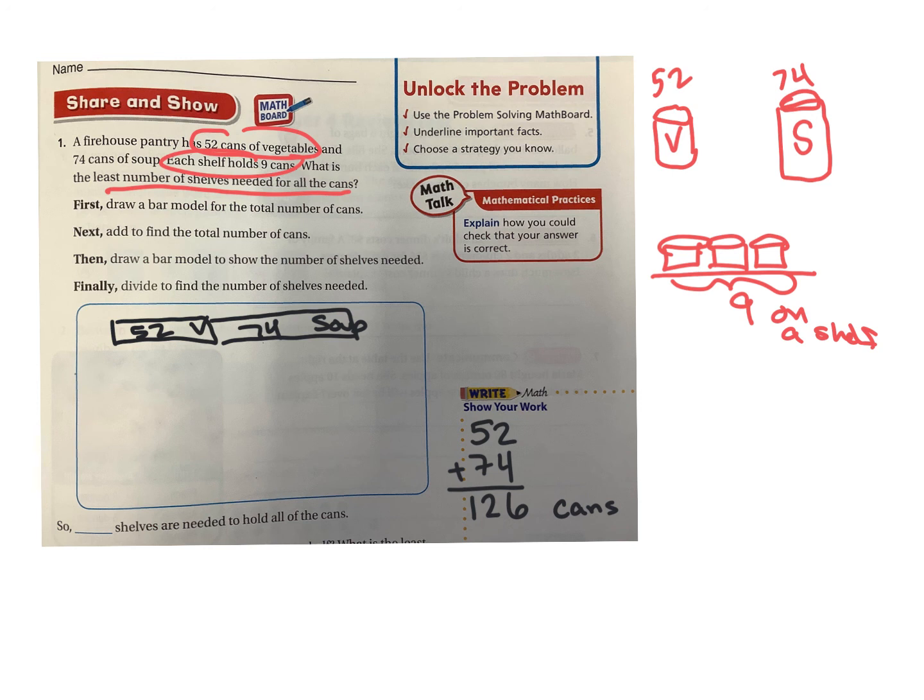On shelves, plural, right? And I know that 9 fits on one shelf, and then 9 fits on another shelf. So I would have one shelf, and I'd take 9 away from that to put them on the shelf. And then I'd have another shelf, and I would take 9 away from that to put it on the shelf. And I would keep taking 9 away over and over and over again. And repeated subtraction is division. So I'm going to take the 126 cans, and I'm going to divide it by 9 because 9 fits on every shelf. And since you are now very good at division, this is not a problem for you at all.